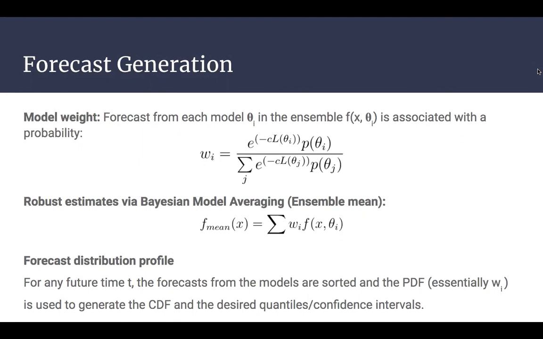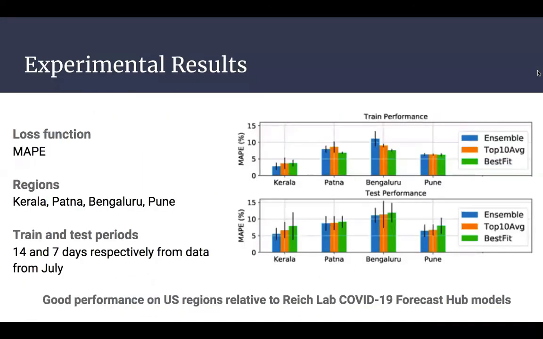To generate the forecast distribution profile for any future time t, the forecasts from all models are sorted. Then the probability distribution function, which is essentially wi, is used to generate the cumulative distribution function and thereby the desired quantiles and confidence intervals as well.